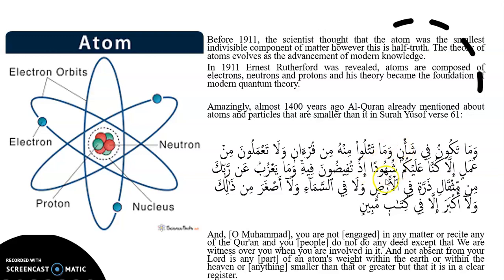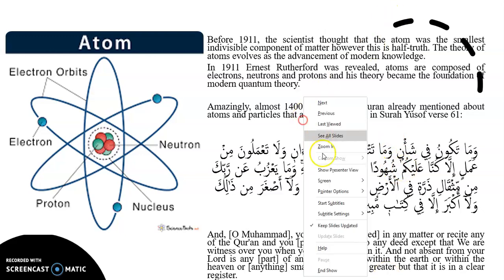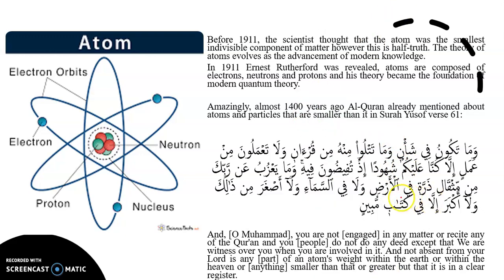I would like to try to extract the intention between this ayat: مثقال ذرة. We also see this ayat of Quran in Juz 30: وَمَنْ يَعْمَلْ مِثْقَالَ ذَرَّةٍ خَيْرًا يَرَهُ وَمَنْ يَعْمَلْ مِثْقَالَ ذَرَّةٍ شَرًّا يَرَهُ. So this dharrah, small particle, was already mentioned in the Quran almost 1,400 years ago, and you can refer to this in the Quran in Surah Yusuf, verse 61.